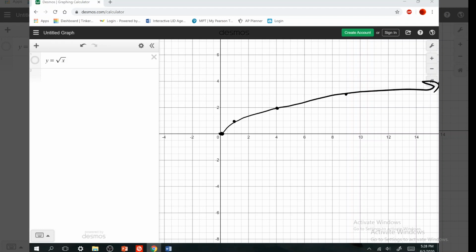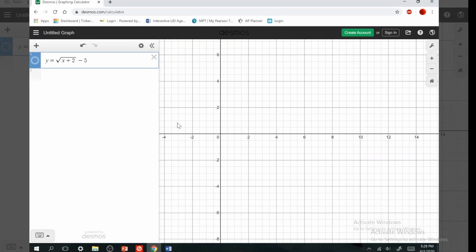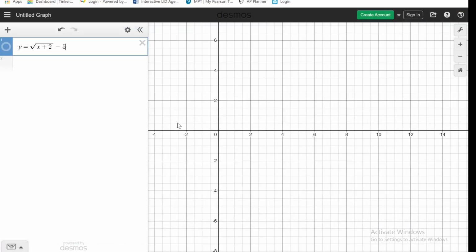Now, let's actually get to business to explain how to do the questions. So they're going to give you some sort of thing like y equals square root of x plus 2 minus 5. And we know from what we did earlier that this would have a starting point at -2, -5. And sure enough, when I click graph, its starting point is at -2, -5.